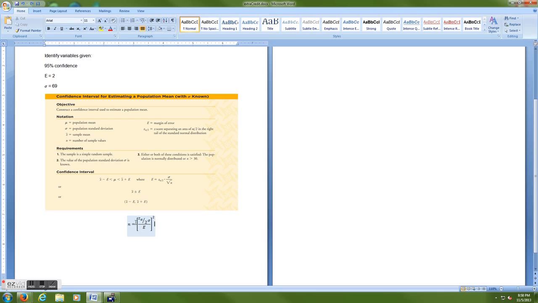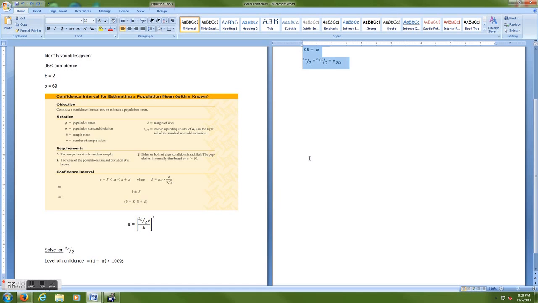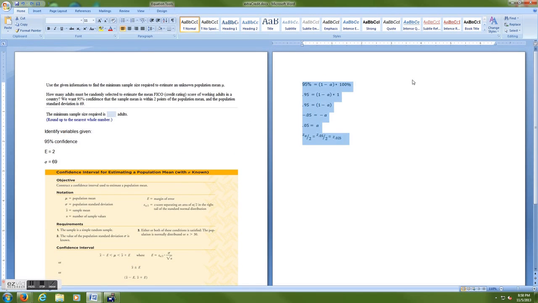Now we need to solve for a critical value, which is designated as z subscript alpha divided by 2. To solve for this value, we use the formula level of confidence equals 1 minus alpha times 100%. Using our given confidence level, we have 95% equals 1 minus alpha times 100%. We first change these variables to decimal places, and then we break down the equation to come to a result of 0.05 equals alpha. Plugging the value of 0.05 in for alpha, we come to z subscript 0.025.